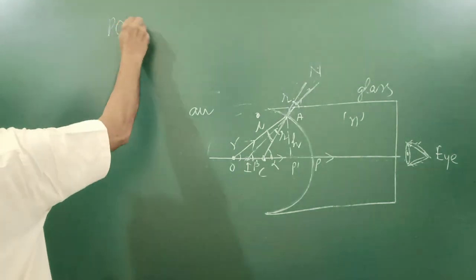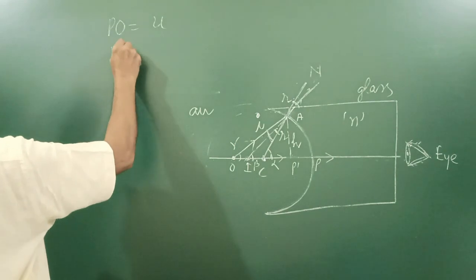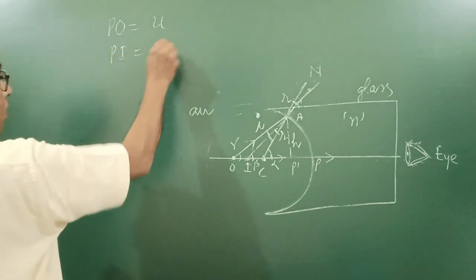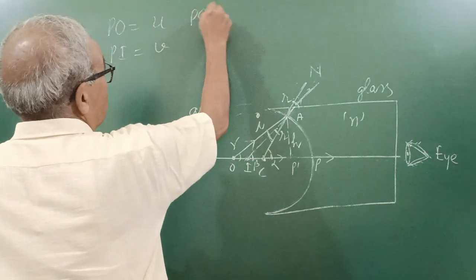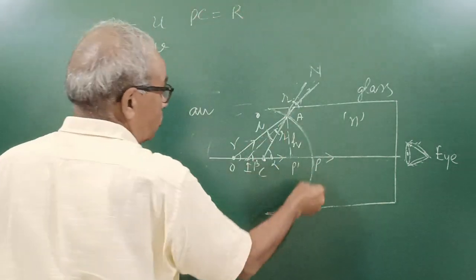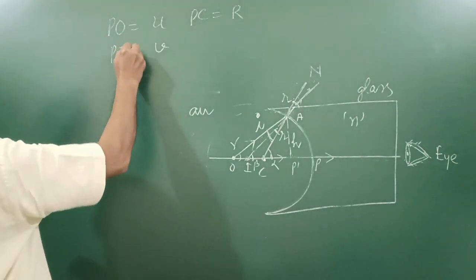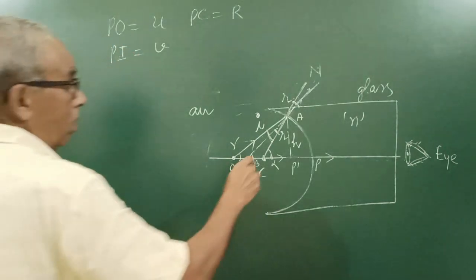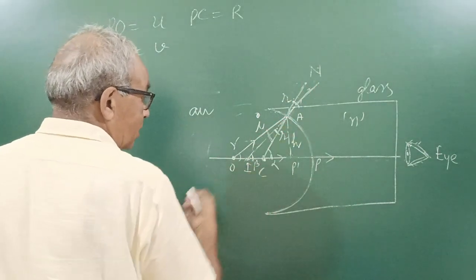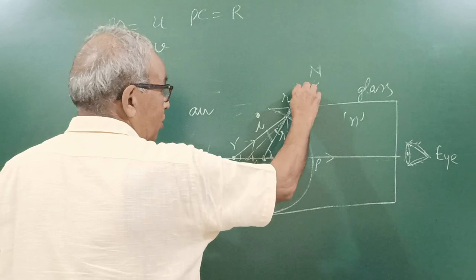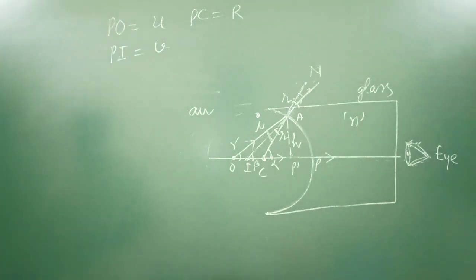PO will be called the object distance u. PI will be the image distance v. And PC is equal to R, the radius of curvature of this sphere. Is that clear? Angle i is the angle of incidence between the normal and the incident ray. r is the angle of refraction between the refracted ray and the normal.